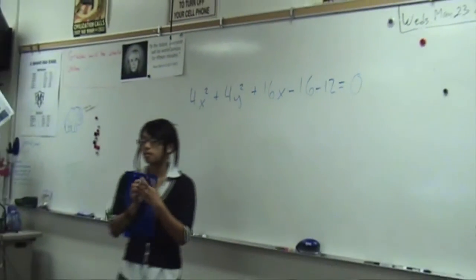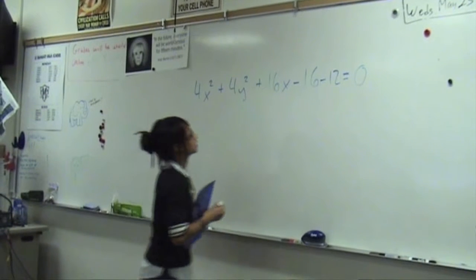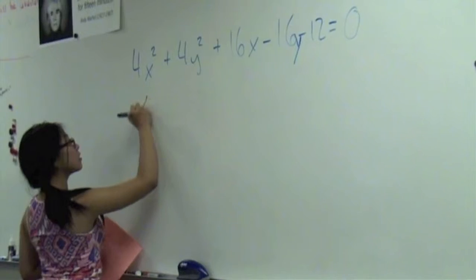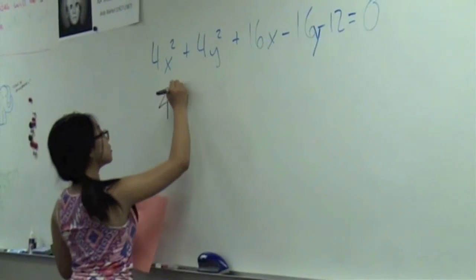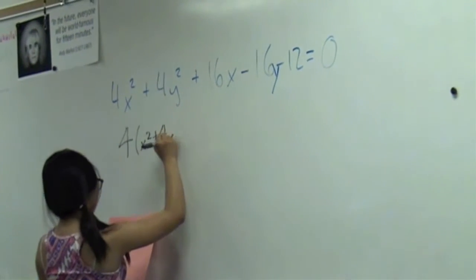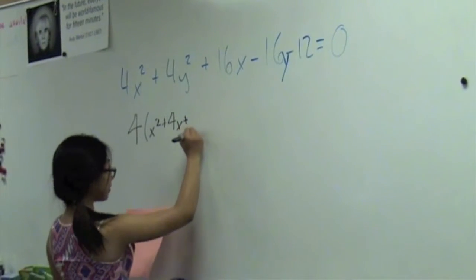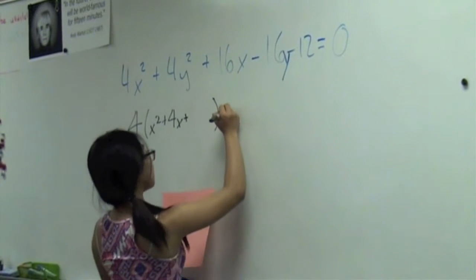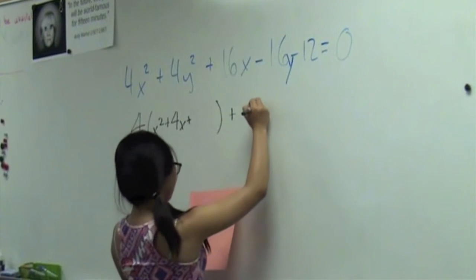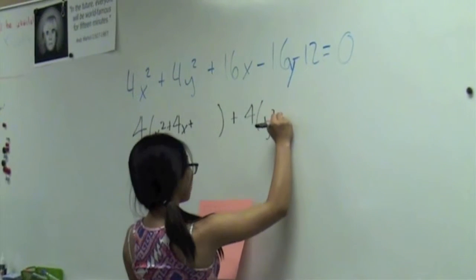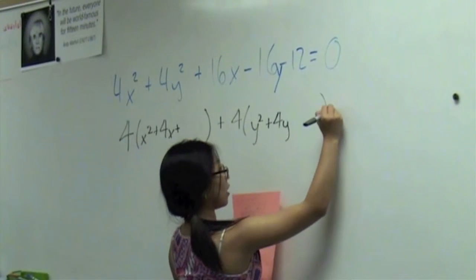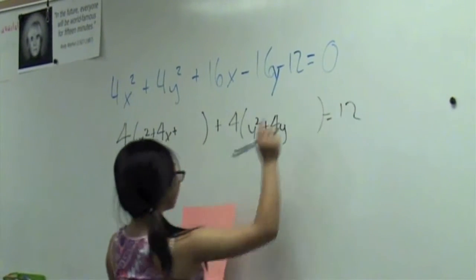You missed a y. 16y. I'm going to take out a 4 because they have 4 in common, and it's going to be x squared plus 4x something, and then it's going to be plus 4, take out a 4 again, and then y squared plus 4y, and that equals 12 because you moved the 12.